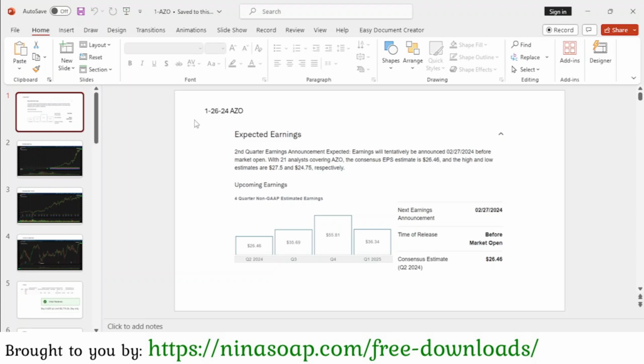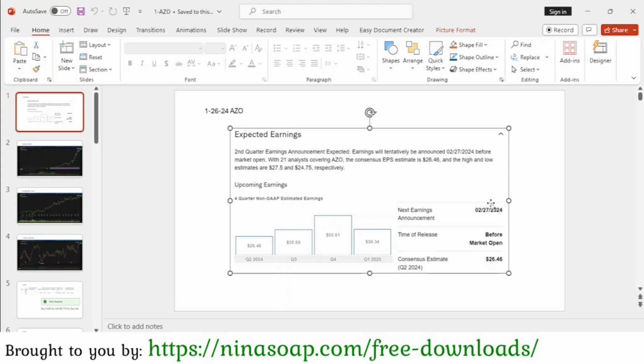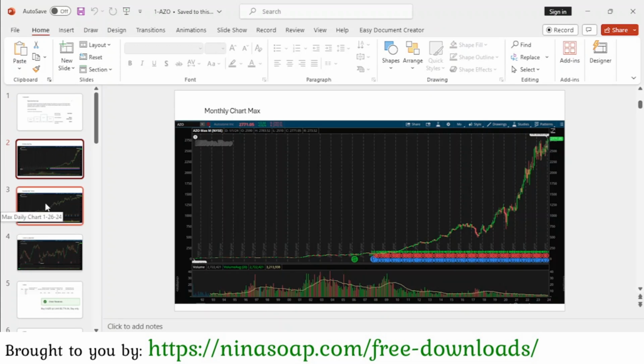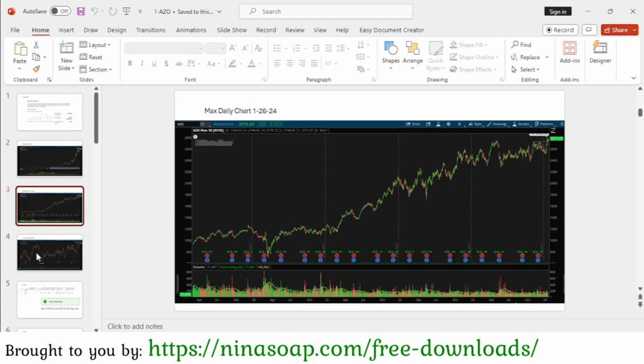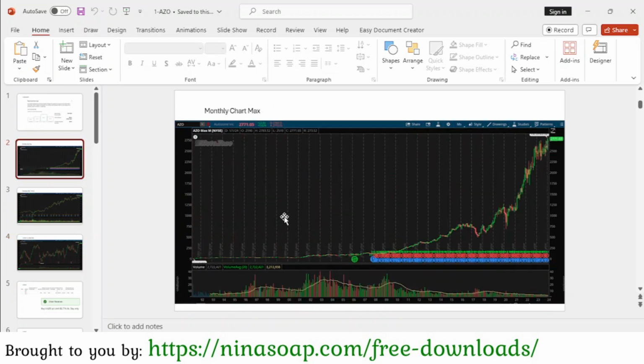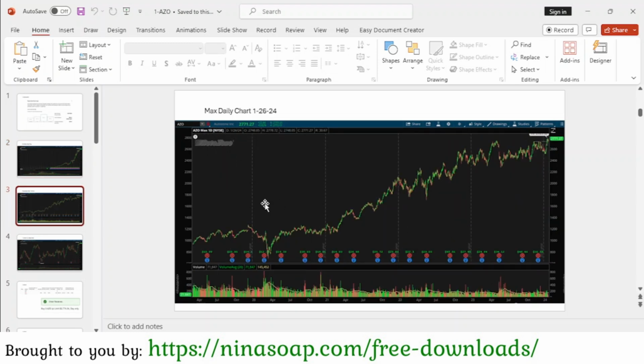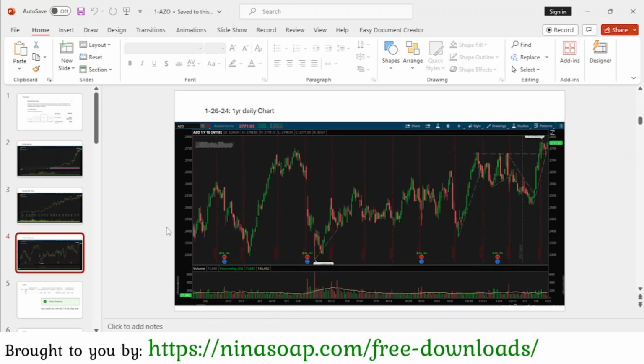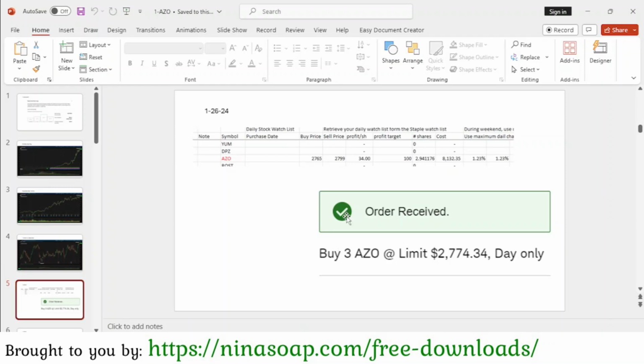So we purchased it on the 26th, which is yesterday. So to purchase it, we took note of the next earning date. We took the maximum monthly chart, the maximum daily chart, and the 1 year daily chart. So the maximum monthly chart just tells us the look of the stock's chart. The maximum daily chart is what we are going to use, but the 1 year daily chart gives us the low and the high within the 52 weeks time frame.